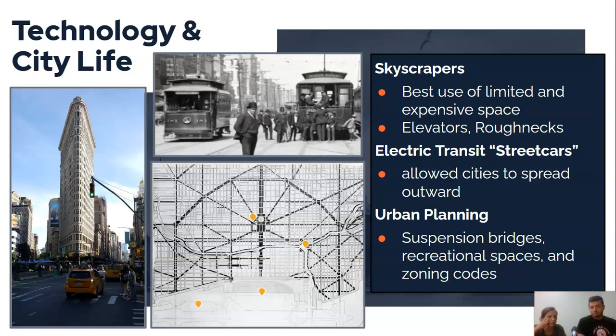We already talked about streetcars, allowing cities to spread outward, and then urban planning. So we see bridges, recreational spaces. We are going to see parks and things pop up. And then eventually zoning codes to help regulate some of these things to make things safer and better. I think what you need to understand is that when they first started these cities, they had no idea what they were doing. They were just putting buildings wherever they had space. And once they ran out of space, they were like, hey, we should have had a plan for this. Yep. And so they start doing that towards the end, after the cities are already really crowded.